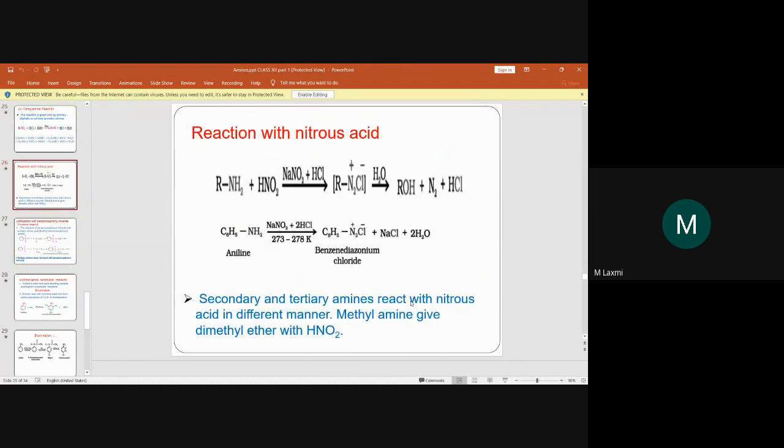So nitrous acid means your primary amine will be giving rise to diazonium salts. Even your aromatic amine will give you diazonium salts. But here they have given methylamine will be giving ether. I'm remembering one more reaction now. See here, methylamine gives dimethyl ether with nitrous acid.